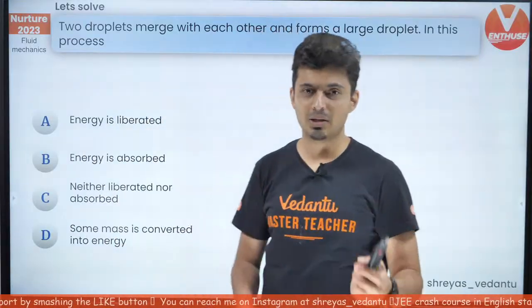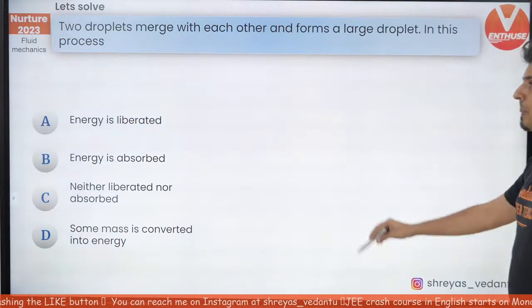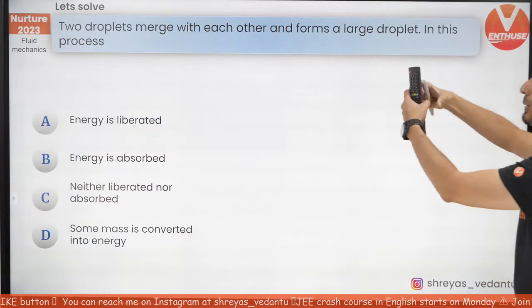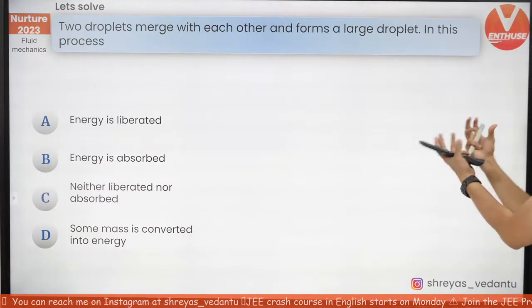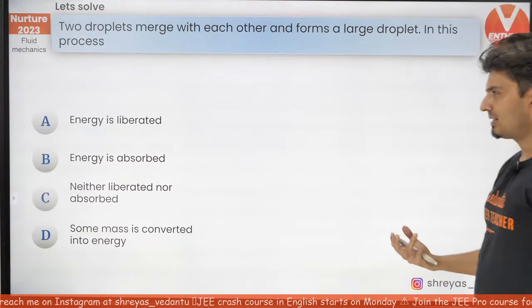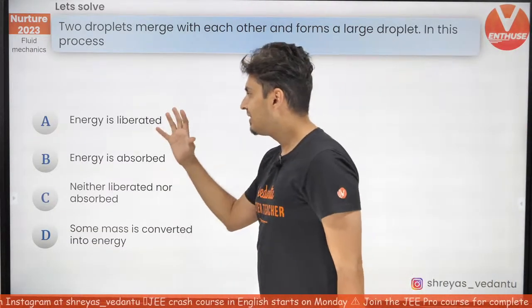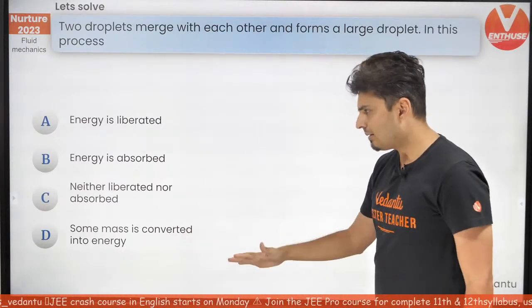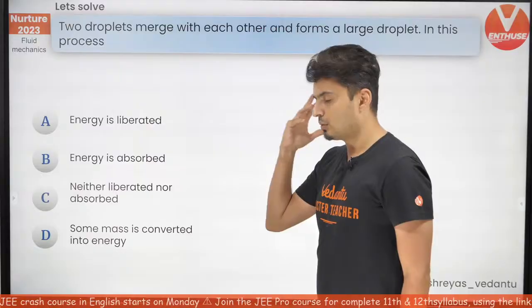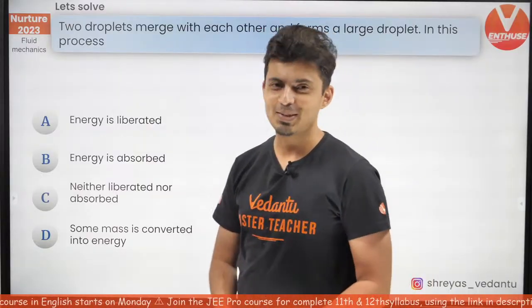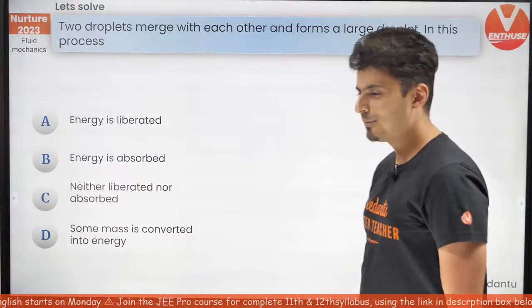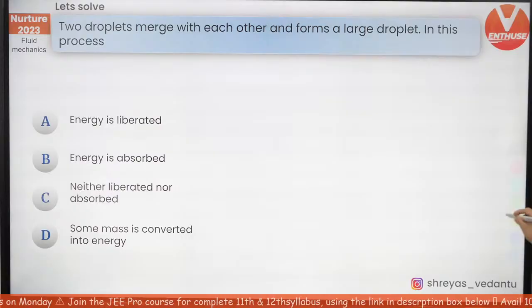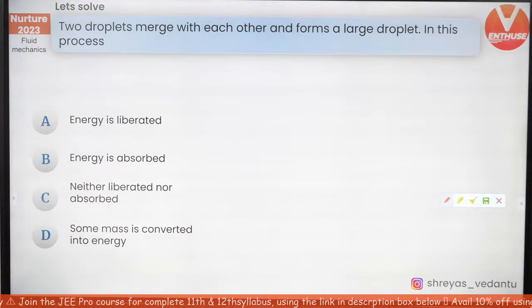Here we have a question, something similar to a drop. There are two drops and they merge with each other and form a bigger drop. In this process, what do you think will happen? Is energy liberated? Is energy absorbed? Nothing happens? Or is some mass converted into energy? Interesting question. Let's see how many of you can visualize this and get the final answer. Come on, my warriors, figure this out.